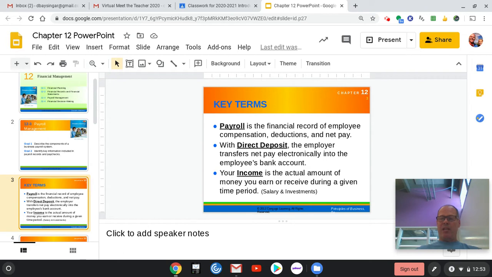Instead of getting a paper check like people used to, most of the time they'll just get it into either a human resource financial system that you have access to, or they'll send you an email showing what you were paid and what was taken out of it, what your gross pay was minus your deductions and your net pay. So the income is all the money you earn or receive during a given time period. And it says here that could be salary and investments.